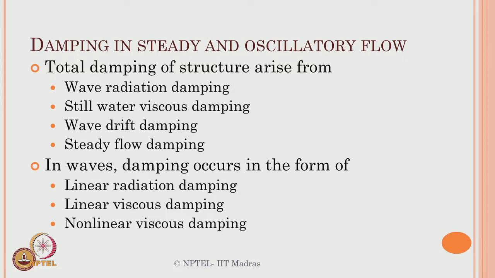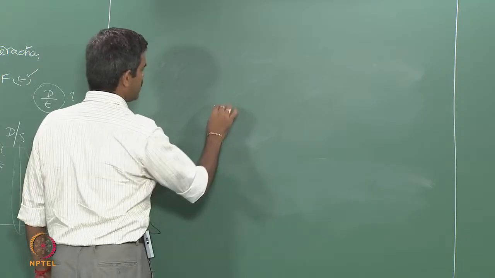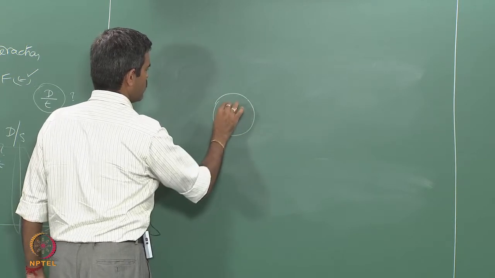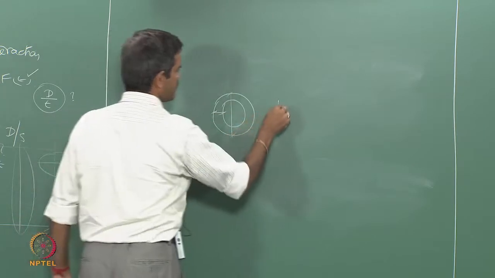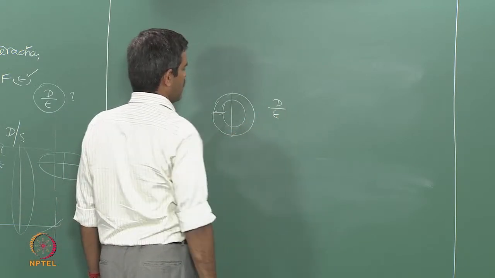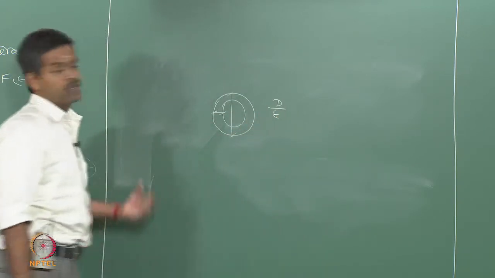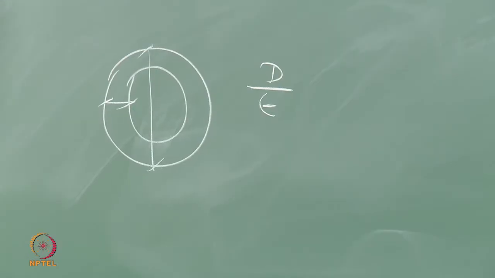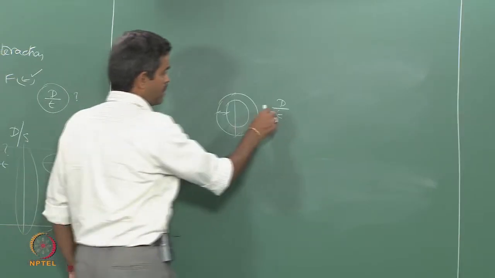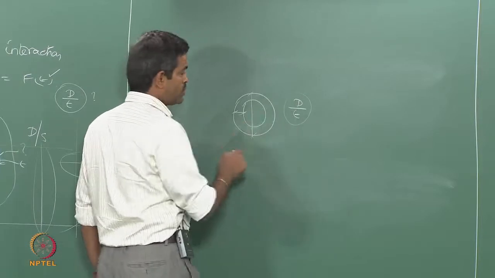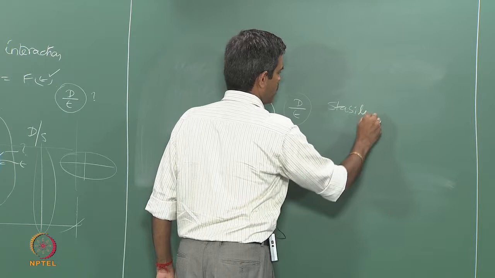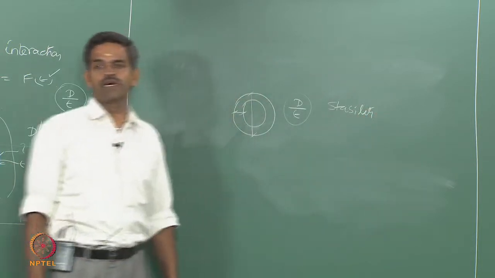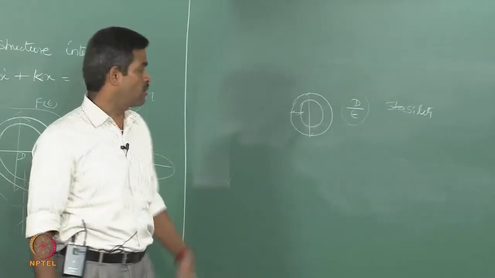I can give only one example of wave radiation damping. Let us say I have a cylinder whose characteristic dimension is known to me, whose d by t, the thickness, is significantly low compared to the diameter. Of course, we must know that d by t is a very important number based on which the member is checked for its stability. You cannot keep the thickness so low compared to the diameter, the member will become highly flexible, so it will not remain stable.